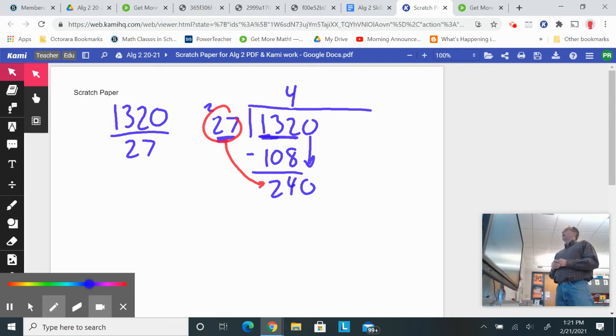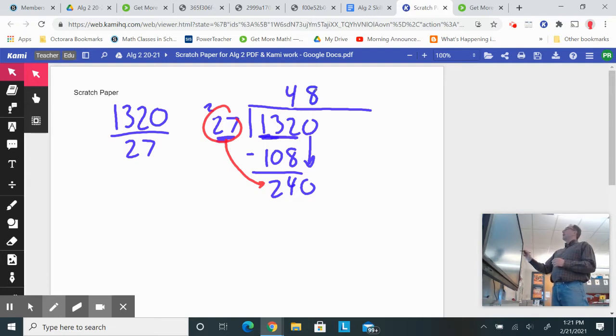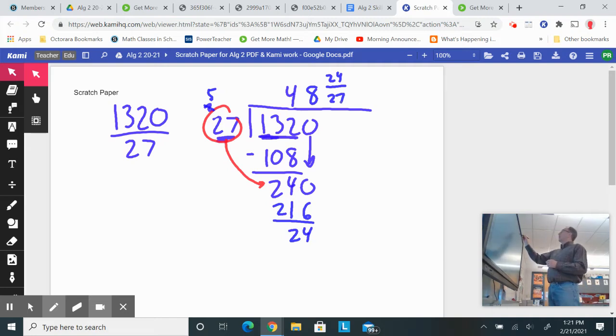Let me try 8 times. So 8 times 7 is 56. You're going to carry the 5 this time. 8 times 2 is 16 plus 5 is 21, or 216. And when I subtract, I get 24. Yep, so 8 worked. I end up with a remainder of 24, and the divisor is still 27. Now with whole numbers, you can see 3 goes into 24 8 times, and 3 goes into 27 9 times. So your final answer would be 48 and 8/9.